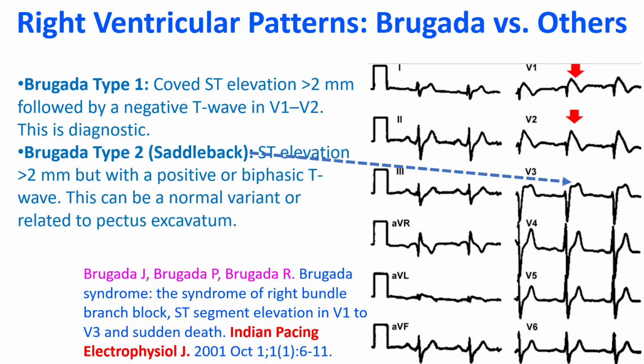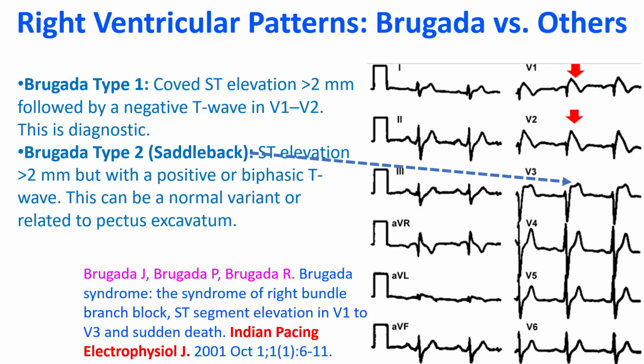The saddleback or coved ST elevation in V1, V2 can be terrifying, but isn't always Brugada syndrome. In Brugada type 1, which is diagnostic, there is coved ST elevation more than 2 mm, followed by a negative T wave in V1, V2. This is diagnostic. This ECG, which is shown here, was sent to me by Professor Brugada himself for the inaugural issue of Indian Pacing and Electrophysiology Journal, which I initiated in 2001.